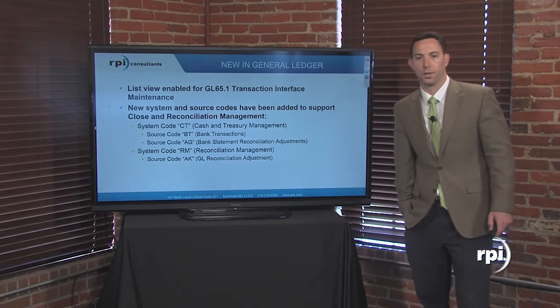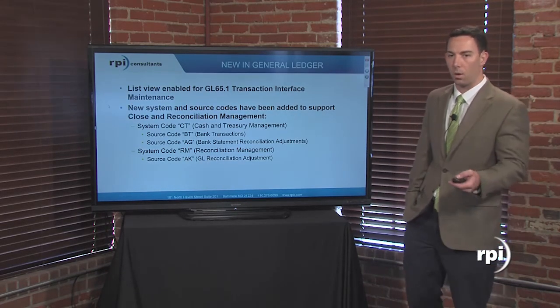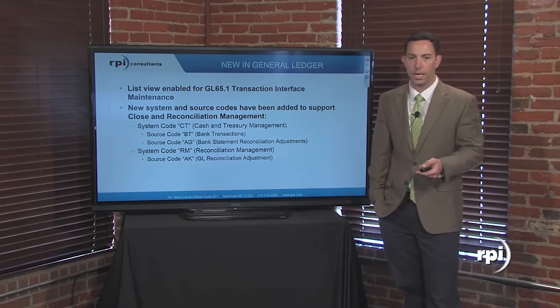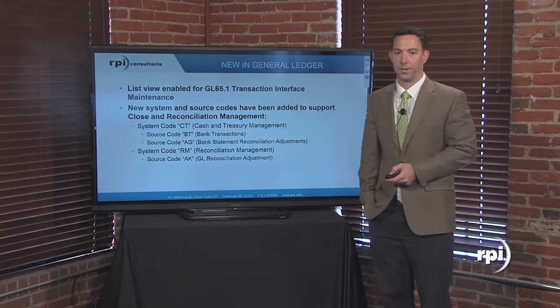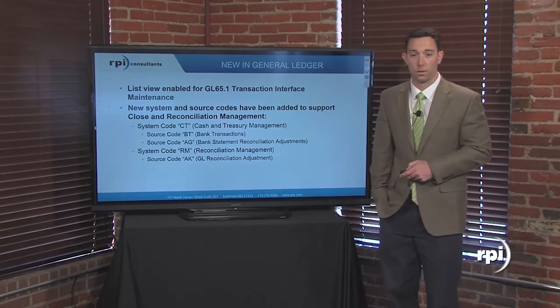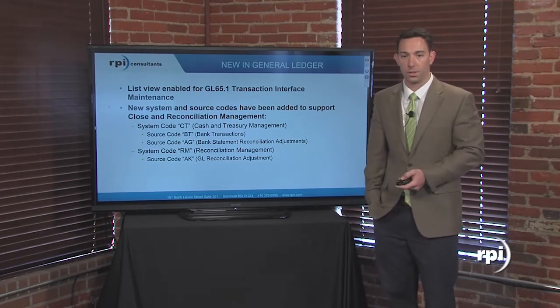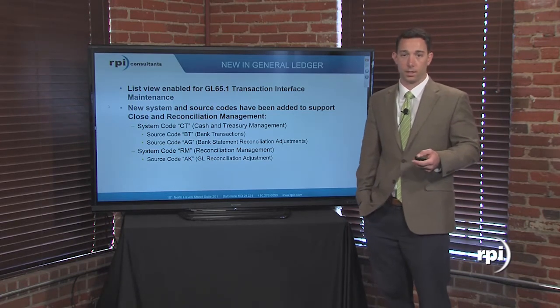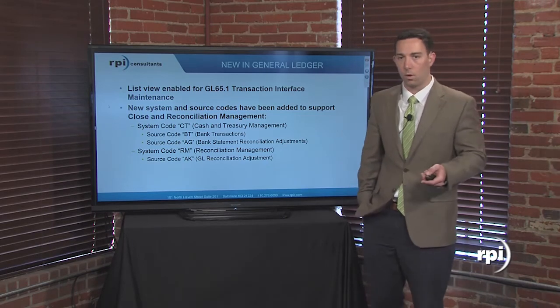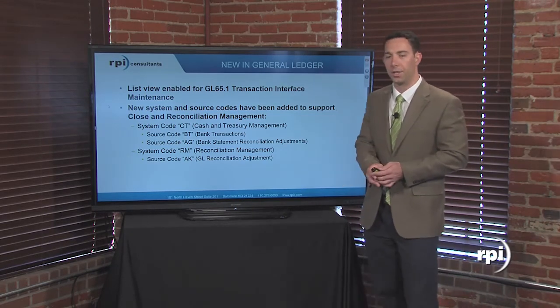All right, general ledger. Not too much going on here. So list view is enabled for GL65. I talked about list view a little bit earlier. And there's some new system codes and source codes, but honestly, if you don't own cash and treasury management or reconciliation management, you wouldn't even see these system codes. So all in all, not a lot different in general ledger.